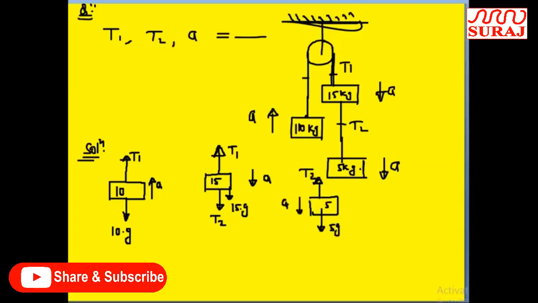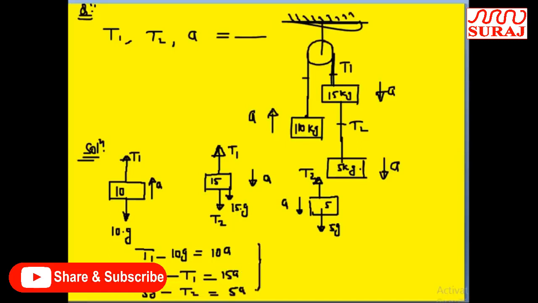So writing the equation of all these three blocks, it will be T1 minus 10g equals to 10a according to the force, जिस डायरेक्शन के फोर्स ग्रेटर होंगे उस डायरेक्शन के एक्सीलरेशन के हिसाब से the equations will be written here. 15a and the third equation is 5g minus T2 equals to 5a.